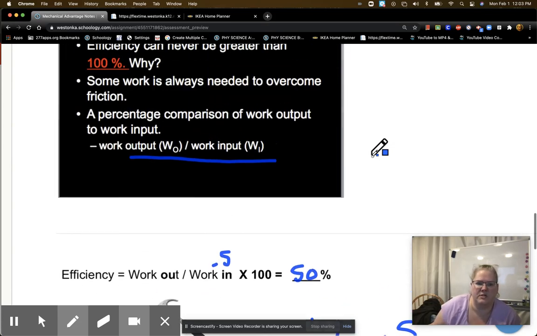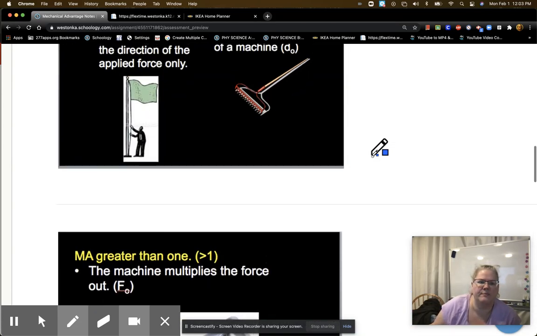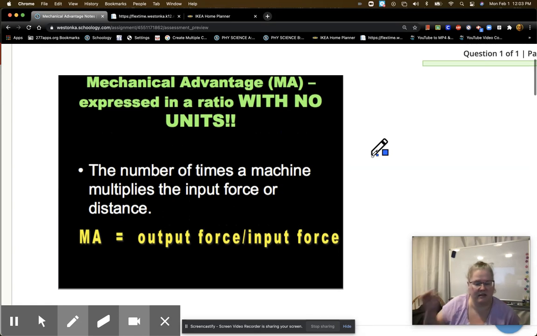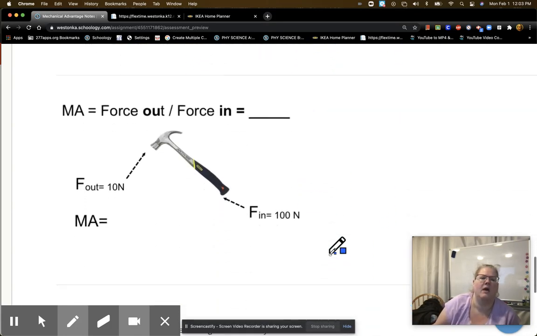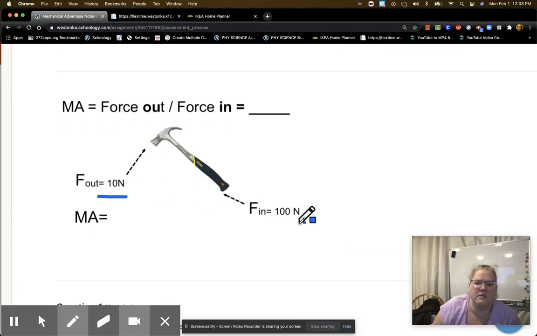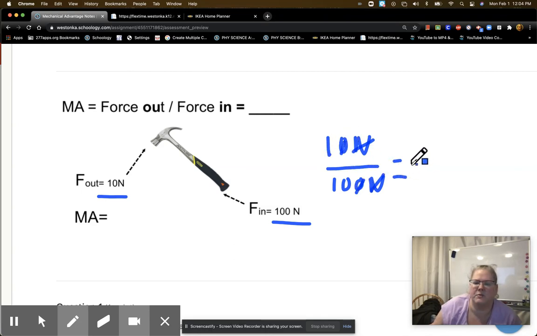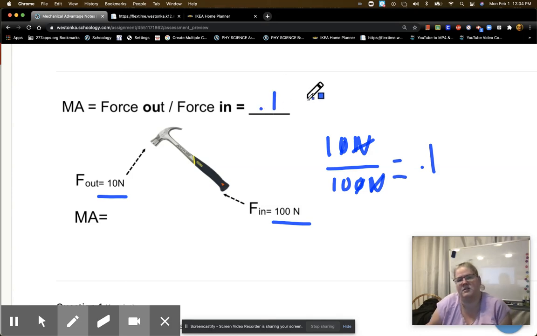Mechanical advantage. Let's go back up and look at mechanical advantage. In case you've forgotten, mechanical advantage is output force divided by input. So output divided by input. Let's go down and look at that one. 10 newtons divided by 100 newtons. Those newtons cancel out. I'm left with 0.1. If you want to punch it in, go ahead. My answer in this case is 0.1. So its mechanical advantage is less than 1.